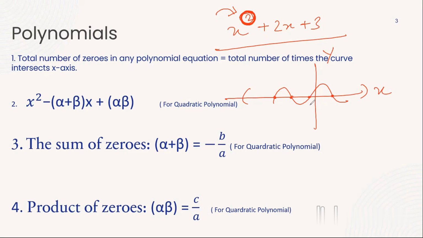This graph is for an equation having the highest degree as 4, because here are 4 zeros, meaning 4 roots or 4 factors or 4 solutions of any equation which has the highest degree as 4, because it is cutting the x-axis 4 times. That's why it has 4 zeros.